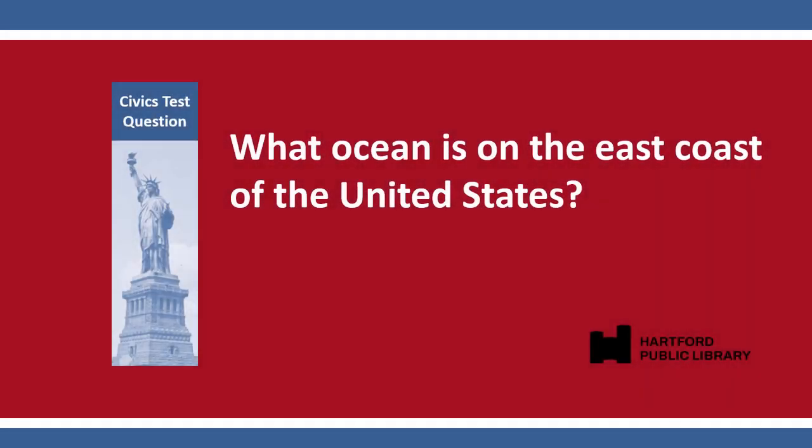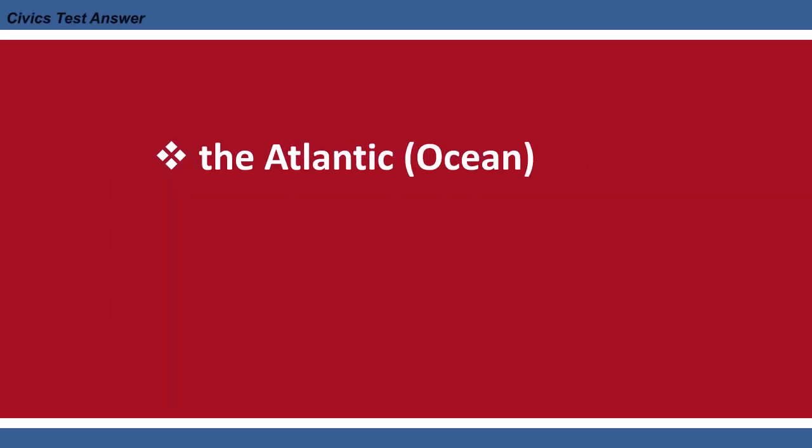Civics test question. What ocean is on the east coast of the United States? The Atlantic. The Atlantic Ocean is on the east coast of the United States.